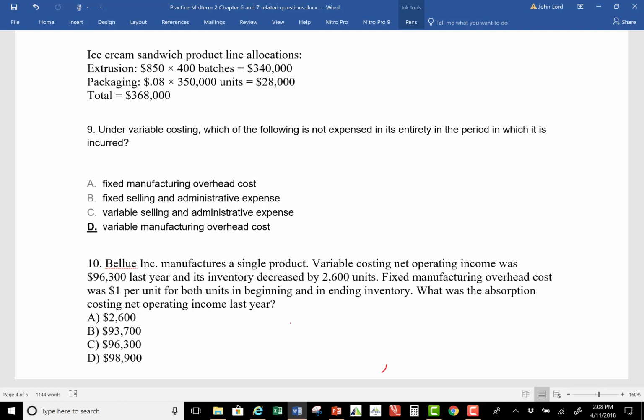Variable cost, which of the following is not expensed in the entirety in the period in which it is incurred? What do you want me to say? All the time, some of the time, only if inventory levels increase, only if inventory levels decrease? I don't have to go on with all that. That statement is true. Variable manufacturing overhead is not expensed entirely in the period in which it's incurred if we have a situation in which production was more than sales, right? But I don't have to say all that for this question to be right. It's still right.